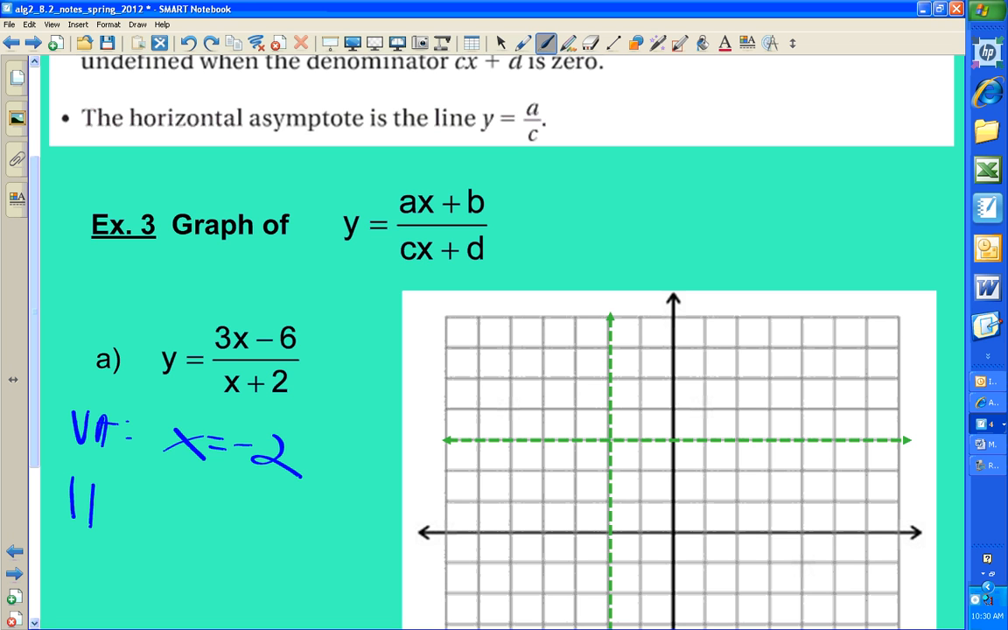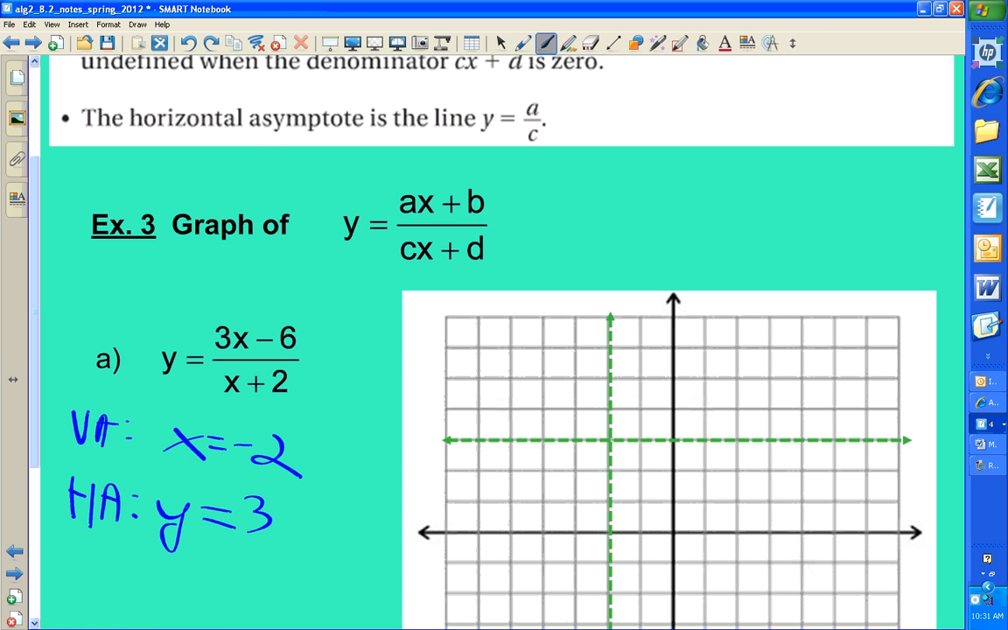The horizontal asymptote, y equals... 3. Do I hear anything bigger than 3? Cover up the plussing and minusing and reduce. 3x over x, what cross cancels? The x's, so you're left with y equals 3.